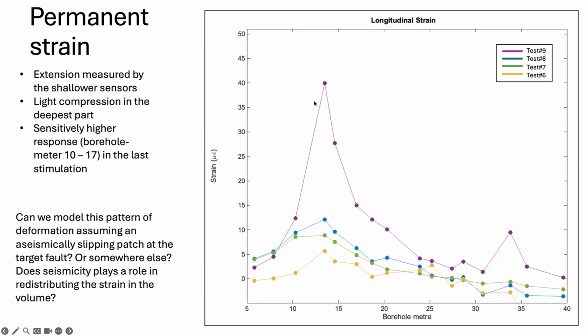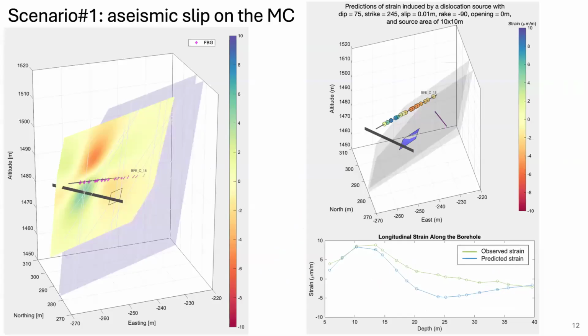So of course, we want to understand if we can model this pattern of deformation with a potentially triggered aseismic slip event, if the location of this patch might be on the fault zone or somewhere else, and whether or not seismicity is also playing a role in redistributing the strain afterwards. So here are the results of my model with an aseismically slipping patch placed in front of the part of the borehole where we measure the highest extension or deformation in general.